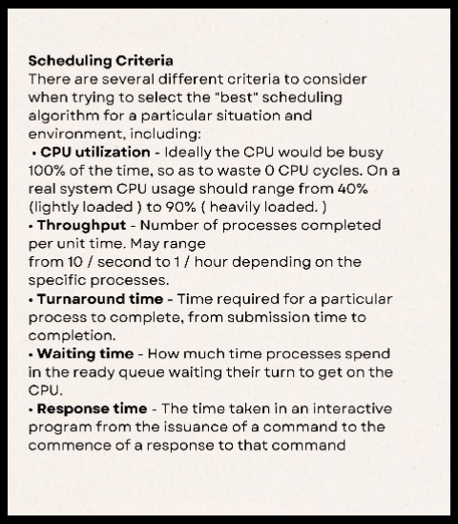Next is the throughput. It is the number of processes completed per unit time. It may range from 10 seconds to 1 hour depending on the specific processes. Next is the turnaround time. It is the time required for a particular process to complete from submission time to completion. It is the time taken for a process to complete from its arrival time.